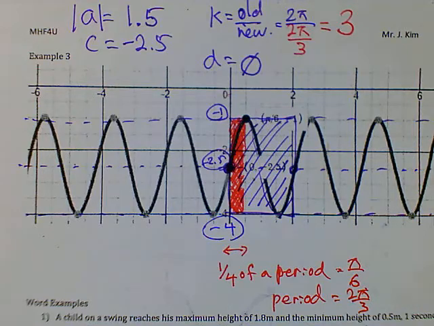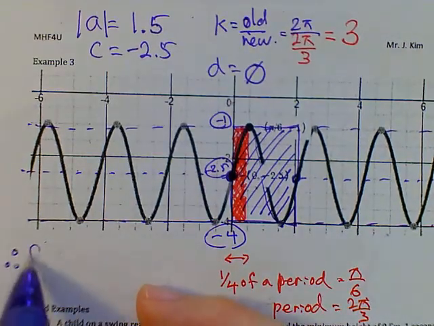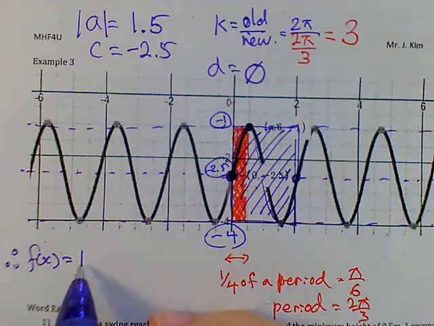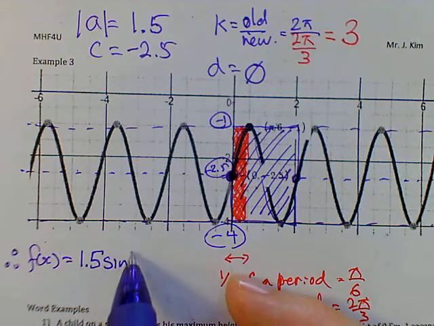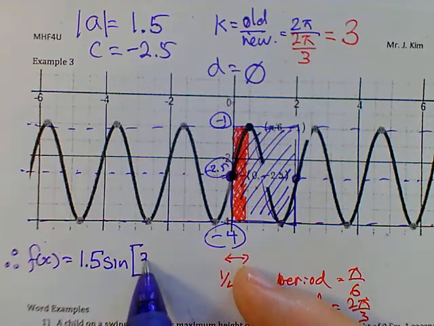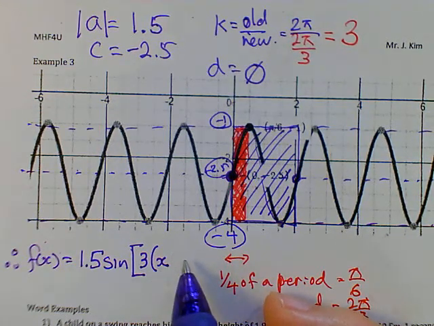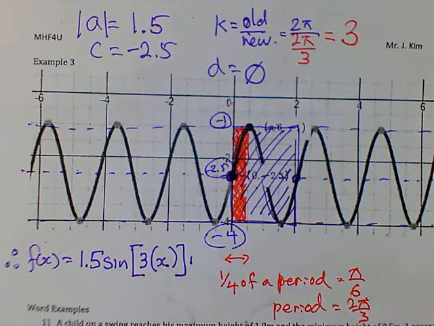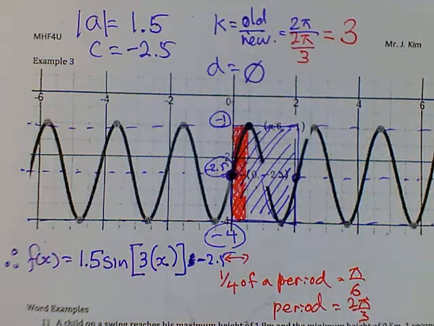So what you have chosen as your phase shift automatically determines whether you're starting from a max, a min, or a middle. Okay? Therefore, putting it all together, f of x is equal to positive 1.5, it's not reflected, sine 3x minus 0, minus 2.5, not plus, minus. Let me write that nicely.